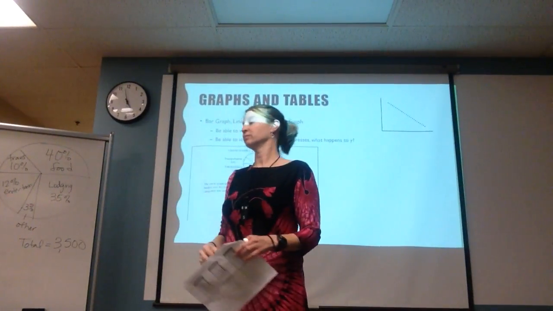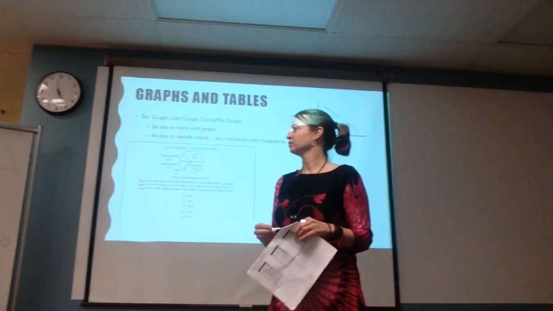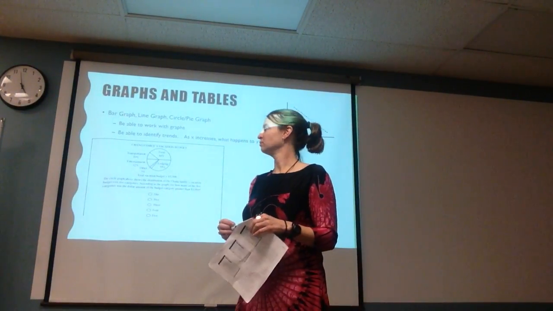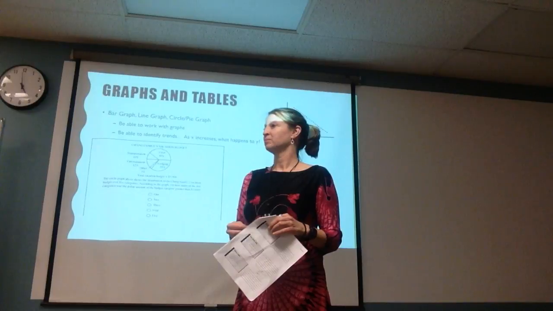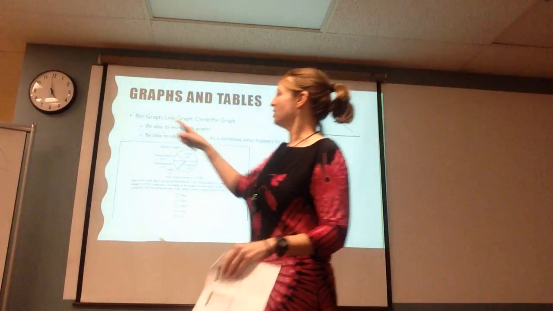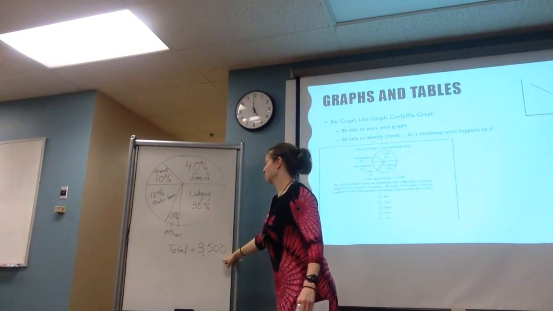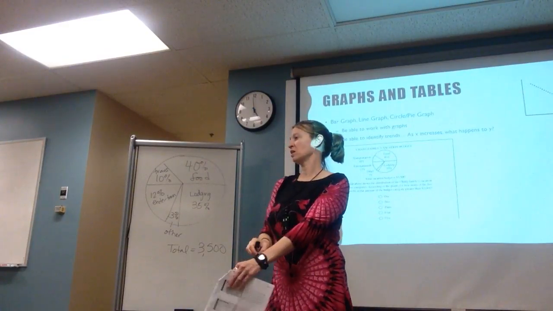How much do they have altogether? $3,500. So go ahead and try it. See what you get. So they're saying this is how they broke down what they spent. This is their total budget. For how many of these categories did they spend over $1,000?